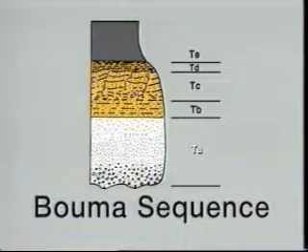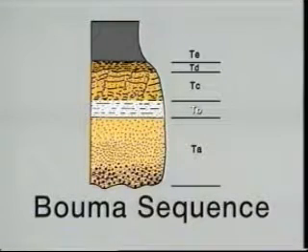Starting from the base, the T sub A division is characterized by massive graded upward fining sand or gravelly sand with a sharp scour base. The T sub B division consists of a lower interval of parallel laminated sand. Some grading may be present, and the contact with the underlying interval is gradual.